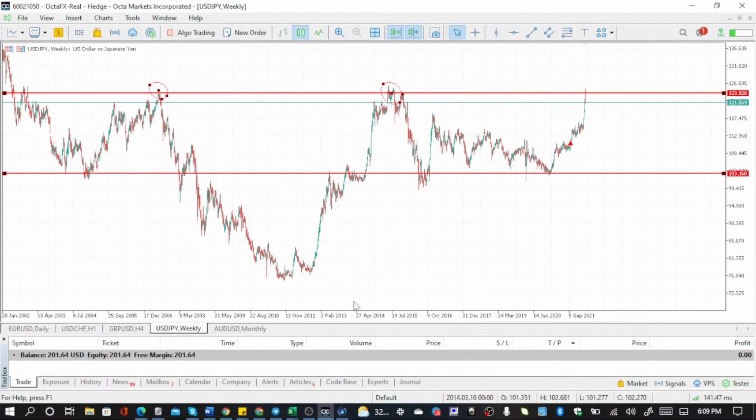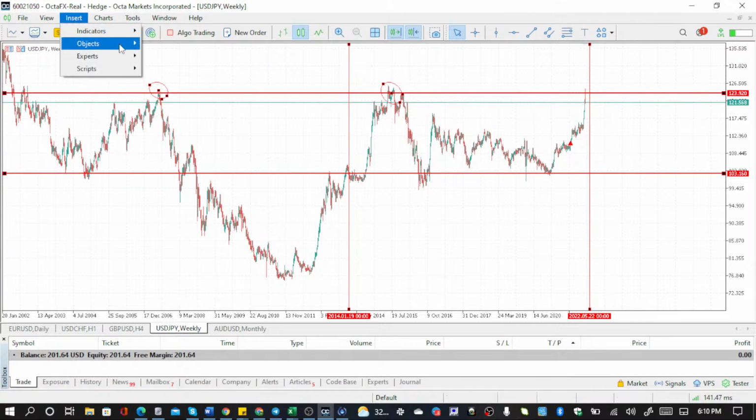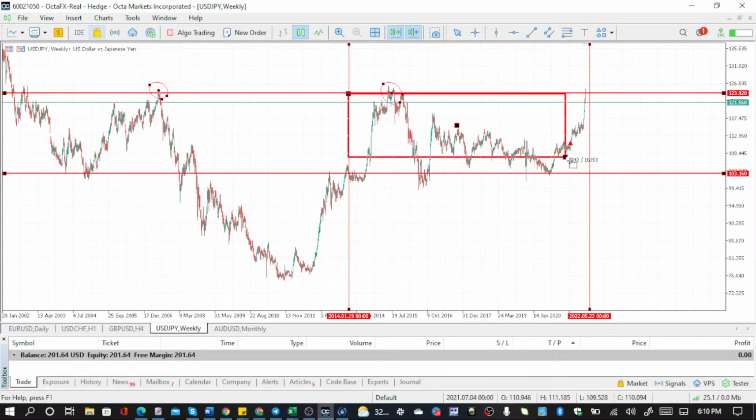We can see that for the past weeks, since 2013, since 2014 till our present time, you can see that the price has been ranging in this box. I want you guys to see it clearly. Price has been ranging in this box. Can you see it?